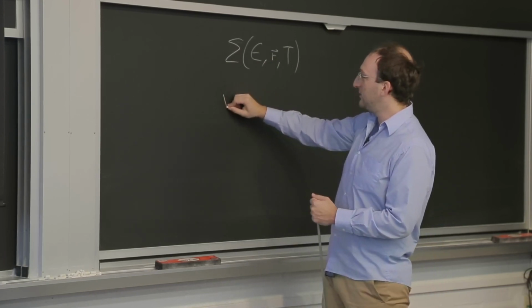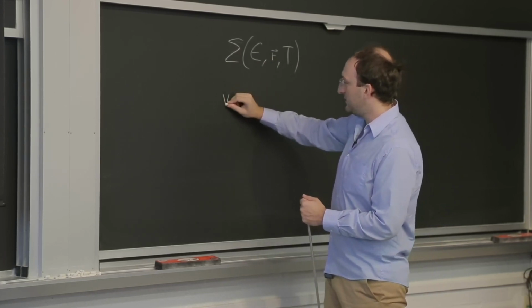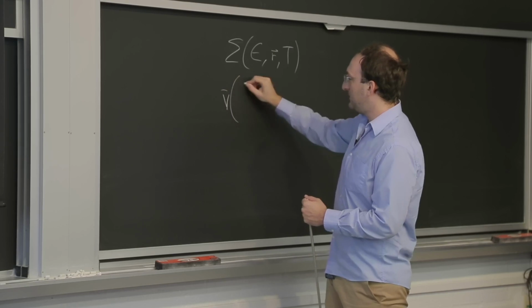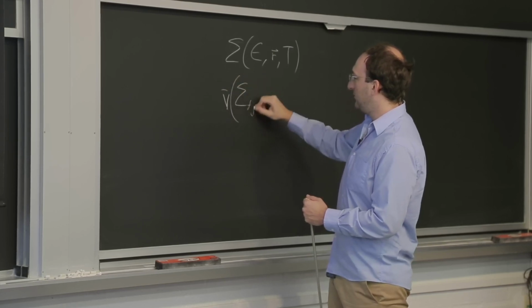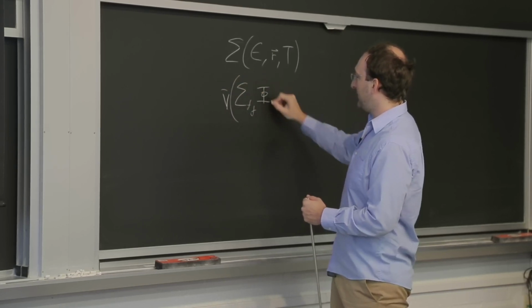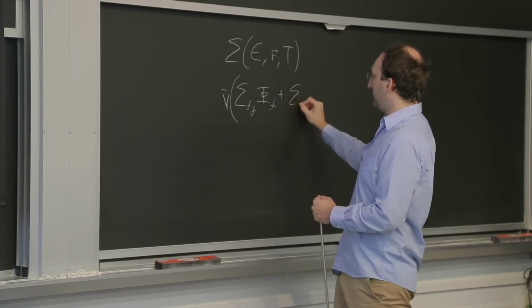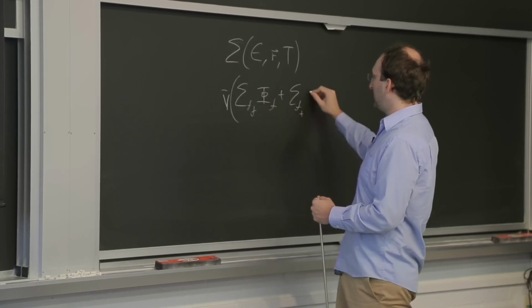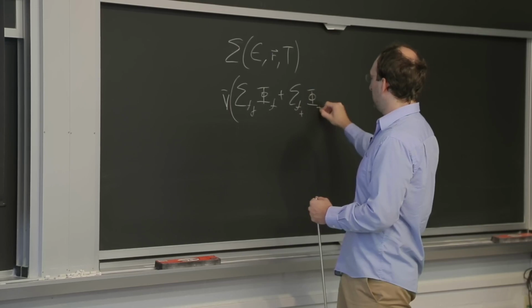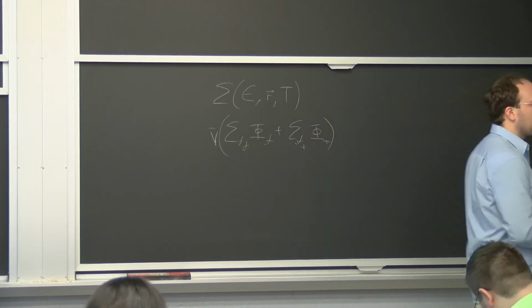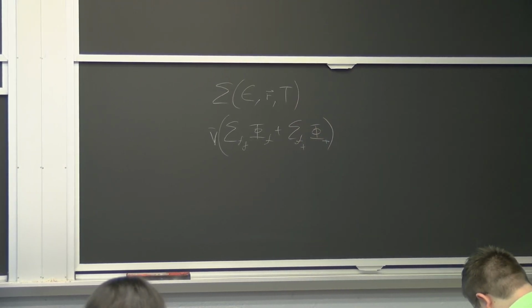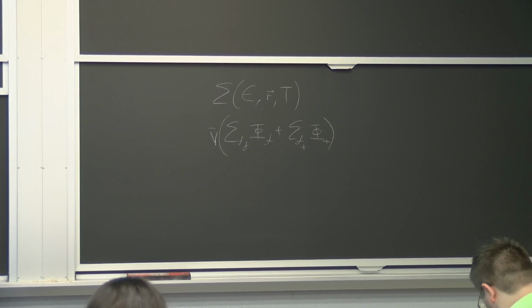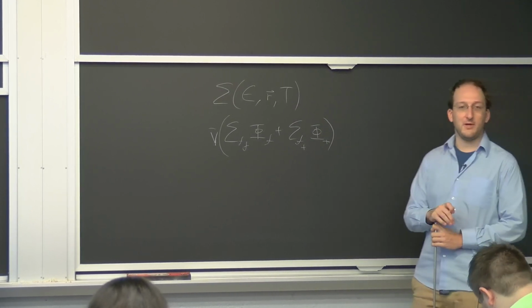Yep. There's going to be some average nu times sigma fission fast times flux fast plus sigma fission thermal times flux thermal. Any other sources of neutrons into the fast group? I don't think so.